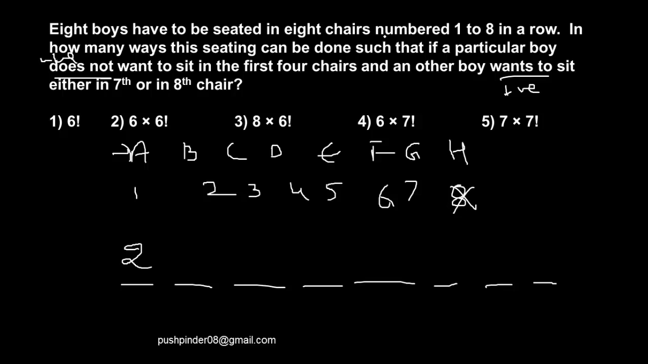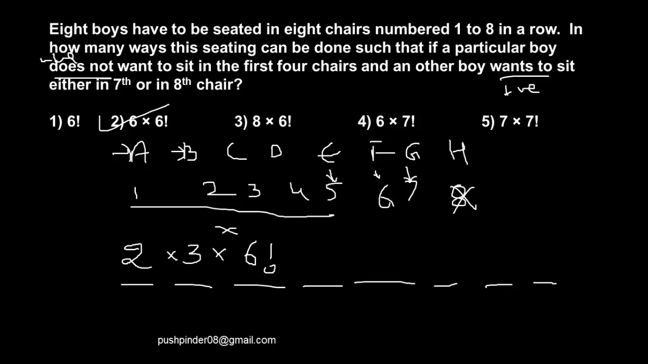Now a particular boy, let's say B, does not want to sit on first 4 chairs. So if he does not want to sit on the first 4 chairs, he can either sit on the 5th, the 6th, or the 7th chair. So 3 ways he has got to sit. Now is there any condition left? No, there is no condition left. Now how many chairs are left? There are 6 chairs left and 6 people left. So nothing but 6 factorial. So my answer is 6 into 6 factorial.